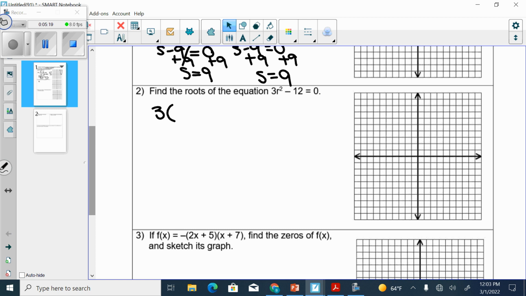If I take 3 out of 3r squared, what's left? And if I divide negative 12 by 3, what's left? Very good. So we took out our GCF. Now we look for our sum and our product. The sum's supposed to be in the middle. Do we have one in the middle? So it must be 0. And then my product is negative 4, so it's got to multiply to give me negative 4 and add to give me 0.